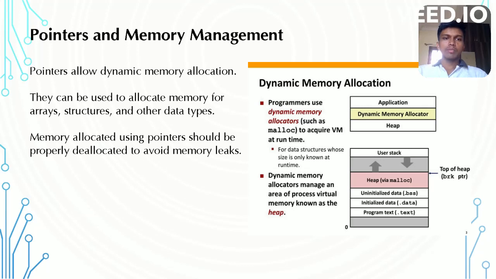Next is pointers and memory management. Pointers allow dynamic memory allocation. They can be used to allocate memory for arrays, structures, and other data types. Memory allocated using pointers should be properly deallocated to avoid memory leaks. Dynamic memory allocation: programmers use dynamic memory allocators such as malloc, calloc, realloc, and free to acquire virtual memory at runtime. For data structures whose size is only known at runtime, dynamic memory allocators manage an area of process virtual memory known as the heap.